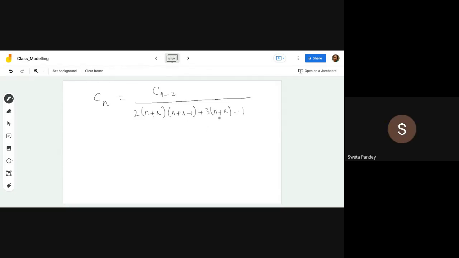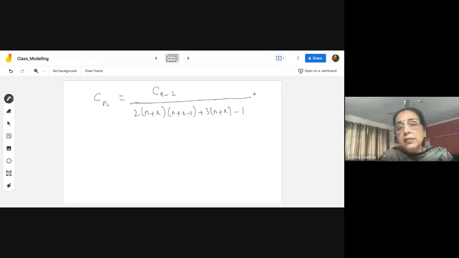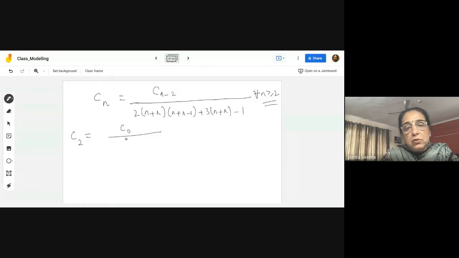Yes, ma'am. So this is your Cn. And this Cn is there for every n more than or equal to 2, because you got this from the series expansion where n starts from 2. So now when you put n equal to 2, you are going to get your C2. And what is your C2? This is going to be C0 upon, now n is 2, so it's going to be 2 into r plus 2 into r plus 1 plus 3 into r plus 2 minus 1.